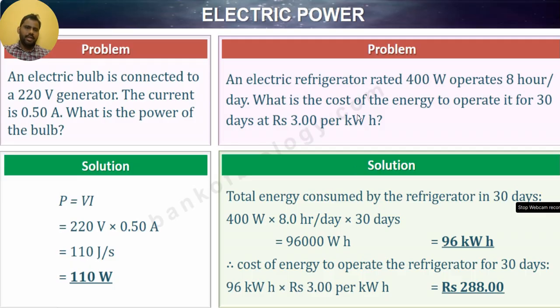Very simple question. An electric refrigerator rated 400 watt operates 8 hours a day. What is the cost of energy to operate it for 30 days at 3 rupees per kilowatt hour? These types of questions are popular. Total energy consumed by the refrigerator in 30 days is 400 watt into 8 hours per day into 30 days. In kilowatt it is 96 kilowatt hour. So the cost of energy to operate the refrigerator for 30 days is 96 kilowatt hour into 3, which is 288 rupees.